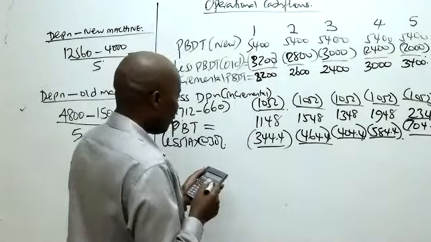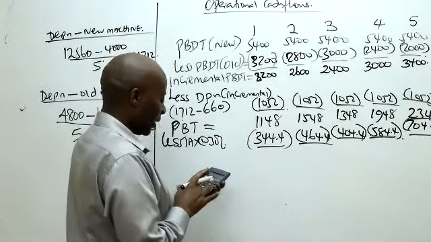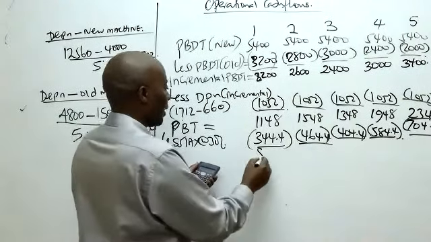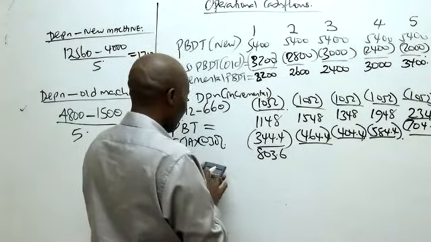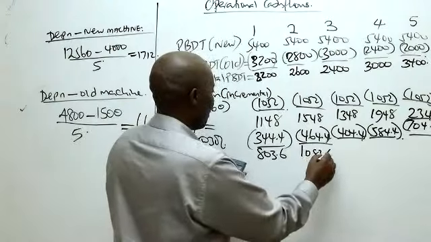So we have here 1148 minus 344.4, which will give us 803.6. 1548 minus 464.4, which will give me 1083.6.